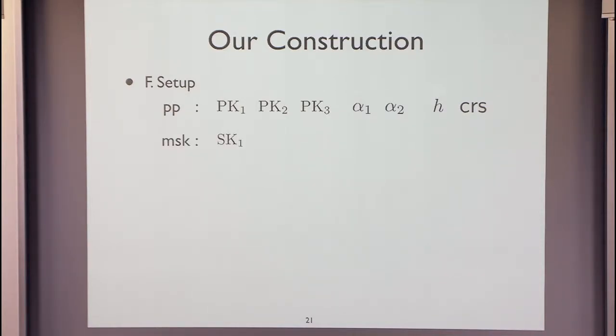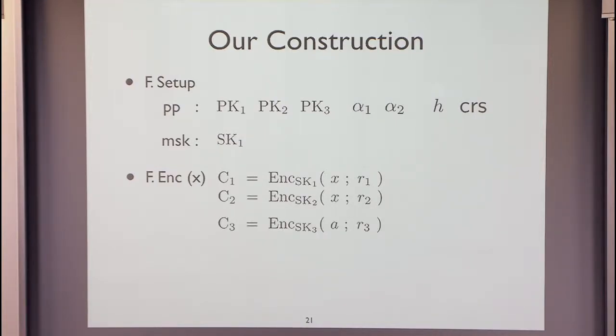The master secret key is going to be the secret key for the first public key. What about encryption? First of all, you will encrypt as before under the first 2 public keys the same value x. And then under C3, you will encrypt everything you have known so far. In particular, you will encrypt the value x and the randomness that you used in the first 2 encryptions. Don't worry about the format for now. And then you will give a NIZK proof about the correctness of C1, C2, and C3.